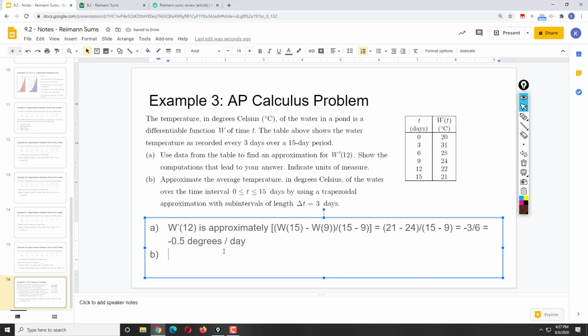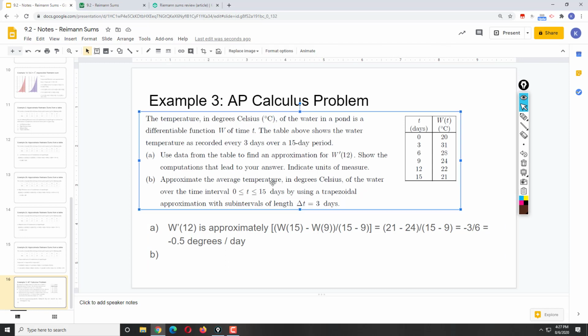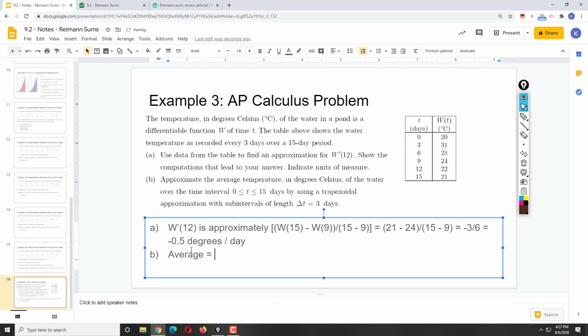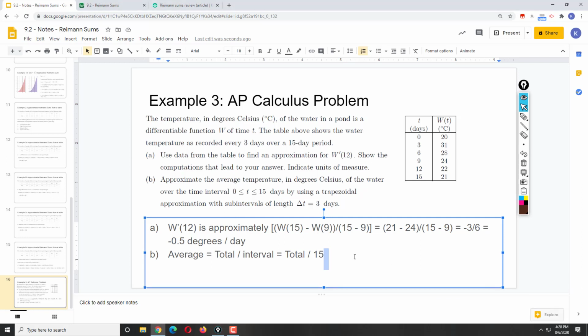Okay, part B is the Riemann sum that we've been doing. Part B, approximate the average temperature in degrees Celsius of the water over the time interval from 0 to 15 using a trapezoidal approximation with subintervals of length delta t equals 3 days. Now, this is not asking us for the total. It's asking us for the average temperature. But average is just the total divided by our interval. So it's going to be the total divided by 15. The total is going to be our Riemann sum because that's the total area.